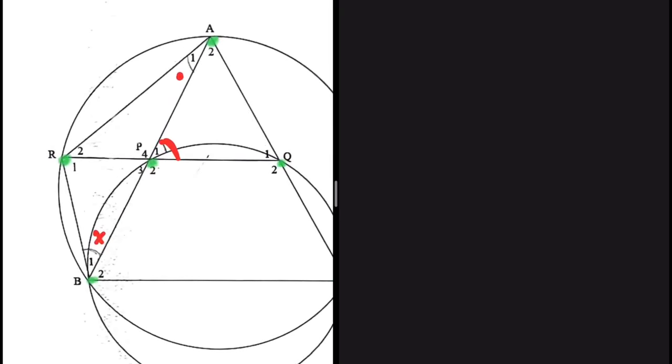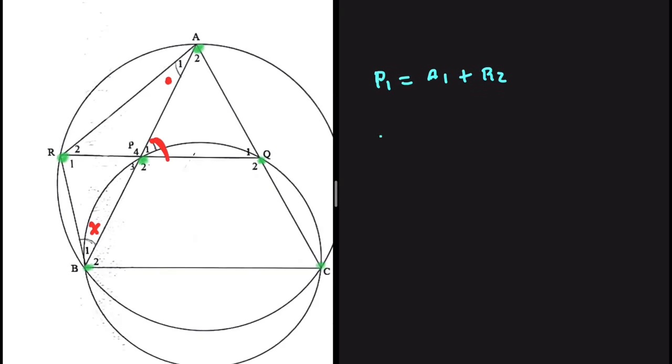So let's go ahead and see how we can get to P1 being equal to A1 plus B1. But let's stick to the basics here. We have P1 as an exterior angle of triangle ARP. So we can say that P1 is equal to A1 plus R2, because P1 is an exterior angle of that triangle. It is equal to the sum of the two opposite interior angles. But we can also say that P1 is equal to angle C.